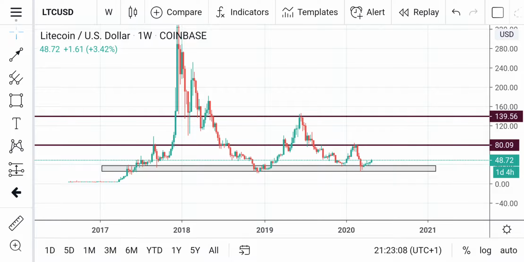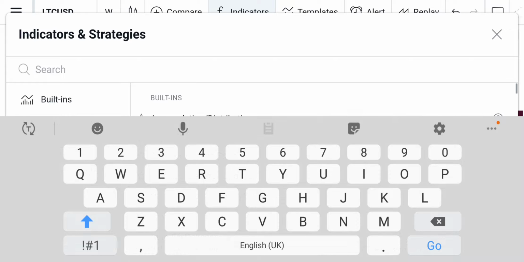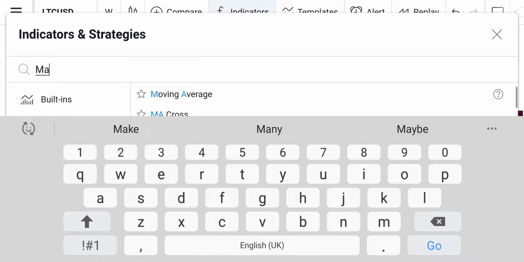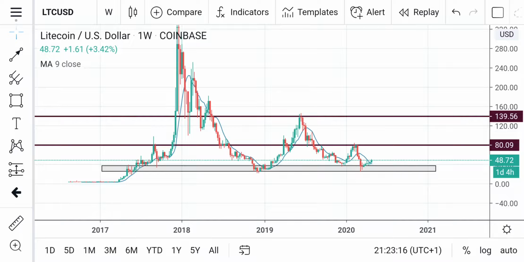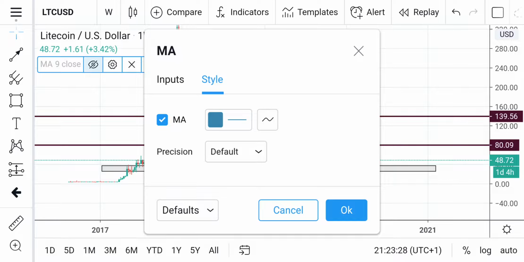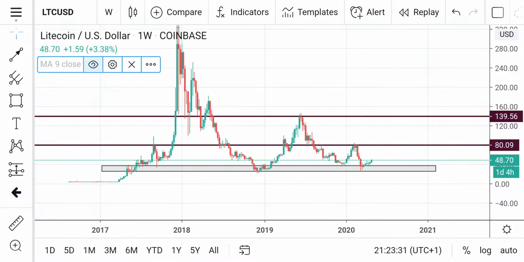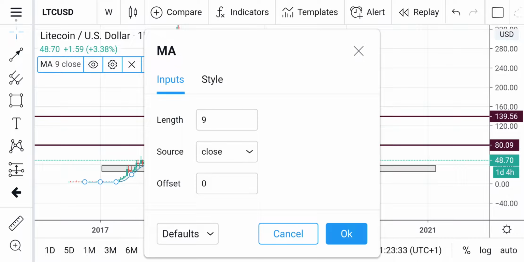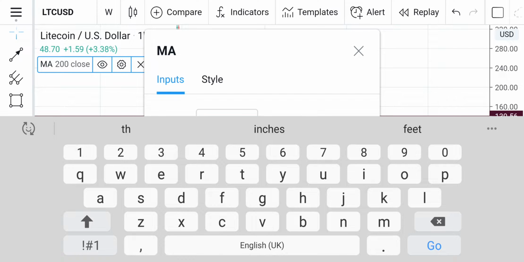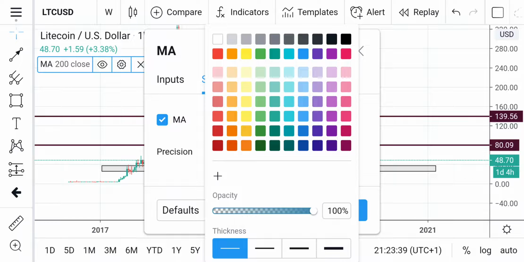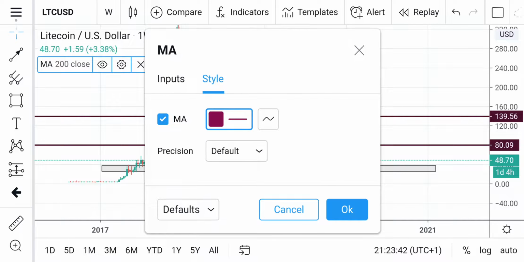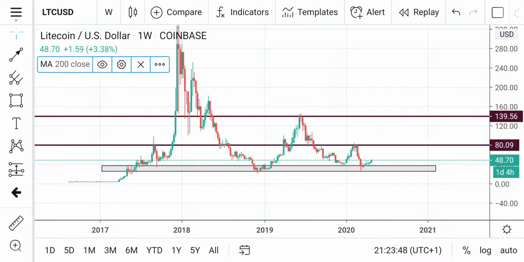Oh, lost it. So let me do that again. MA, moving average. You click on it once and go over to edit the settings. You edit here to 200. You click on style. I use brown, but you can use any color of your choice as long as you like the color and you can remember it.